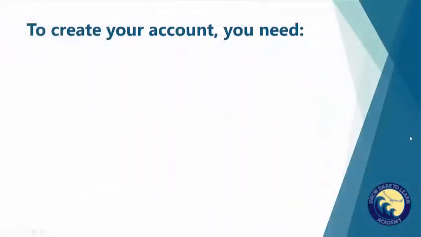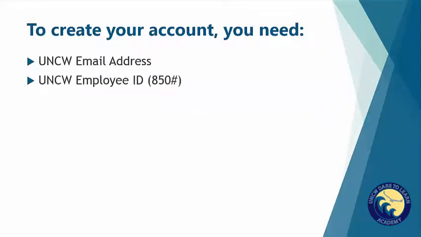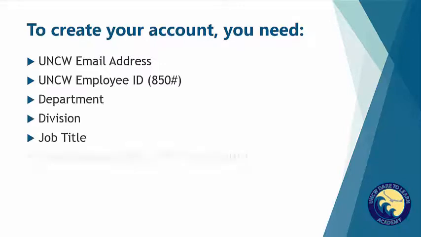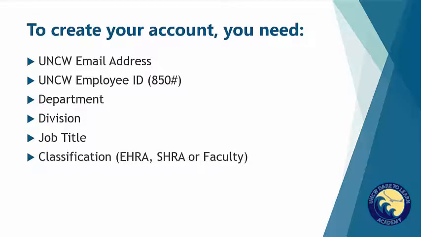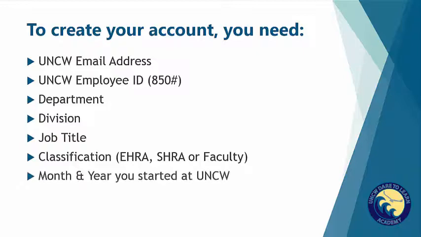Before you create your account, you'll need to know the following information: your UNCW email address, your UNCW employee ID number, it starts with an 850, your department, your division, your job title, your classification, which is whether you are an EHRA, SHRA, or faculty member, and the month and year that you were hired. You can find most of this information in your recent UNCW offer letter.